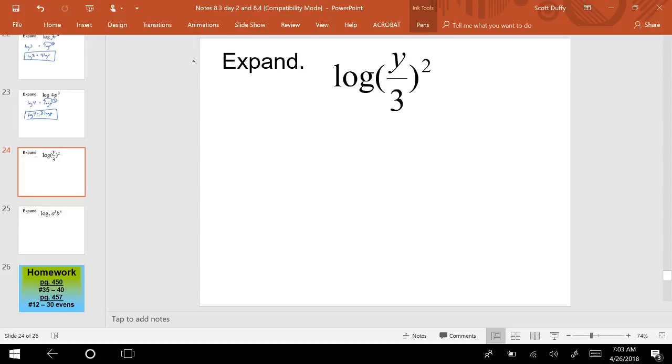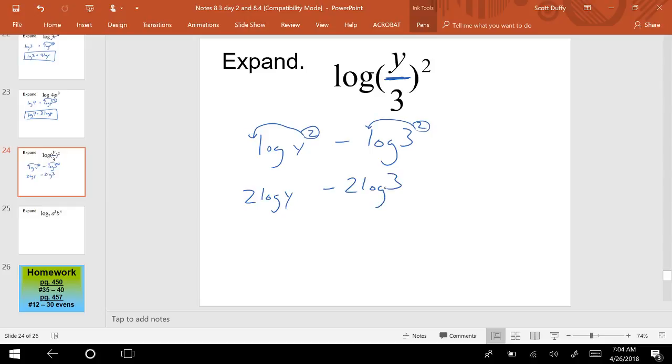Now what you need to realize first is that the 2 applies to both the y and the 3. So when I split this up, it's division, right? So that will turn into subtraction. But you have to apply this 2 to both the y and the 3. So I'm going to say it's the log of y squared minus the log of 3 squared. And then the exponent comes down on both. 2 times the log of y minus 2 times the log of 3.